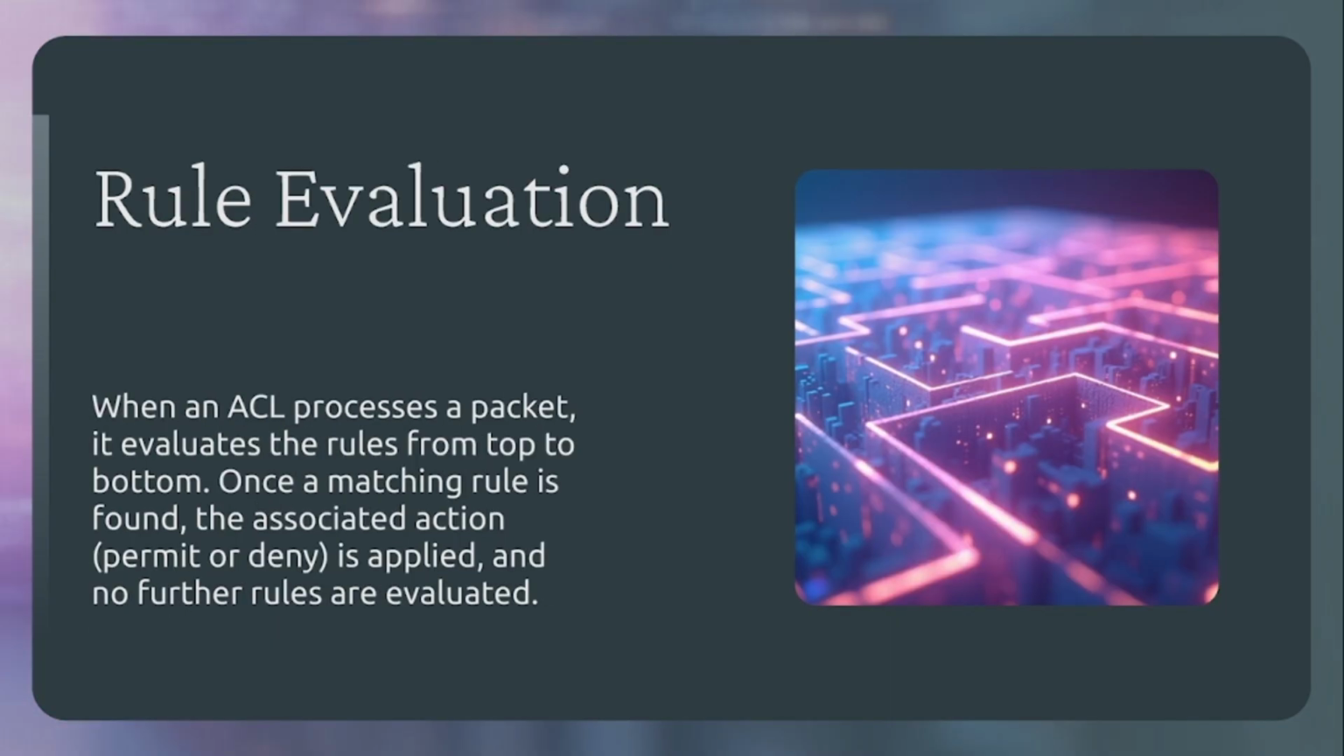Then the rule evaluation comes. When an ACL processes a packet, it evaluates the rules from top to bottom, one by one. When it matches a rule, the execution stops there. The asserted action, permit or deny, is applied, and no further rules are evaluated. So when a rule is matched, that is the ultimate decision of the ACL.